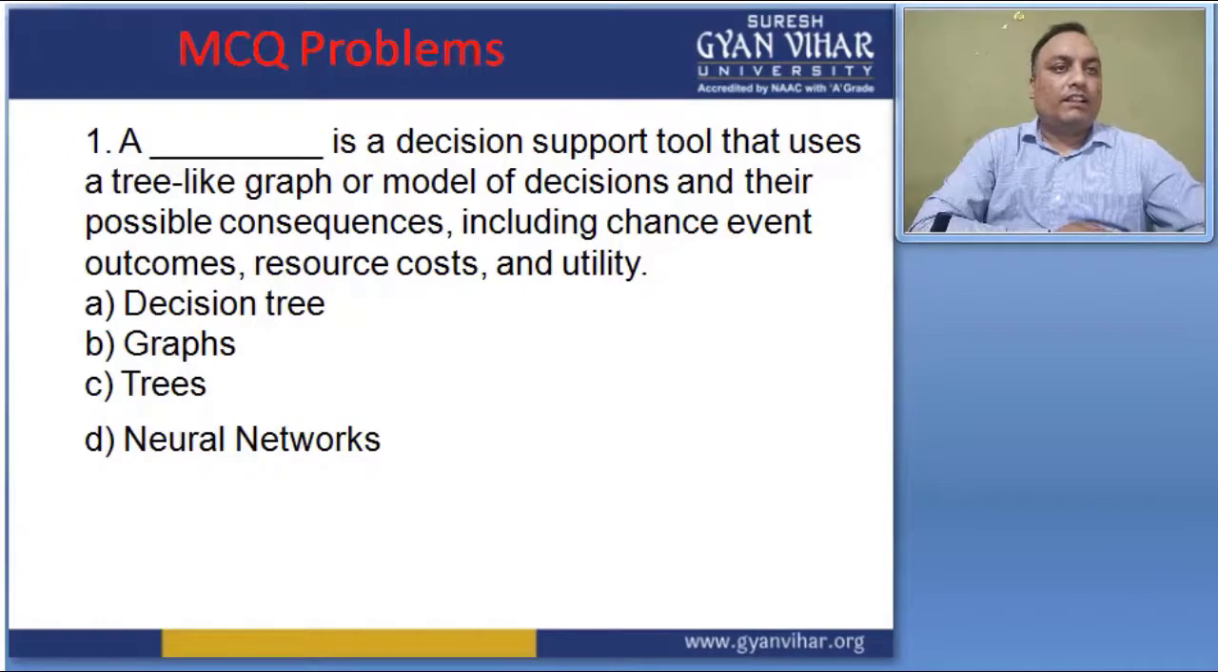So, blank is a decision support tool that uses a tree-like graph or model of decisions and their possibilities, consequences, including chance event outcomes, resource cost, and utility. The options are decision trees, graphics, graphs, trees, neural network. So the correct answer for the problem is A. A is the correct answer.